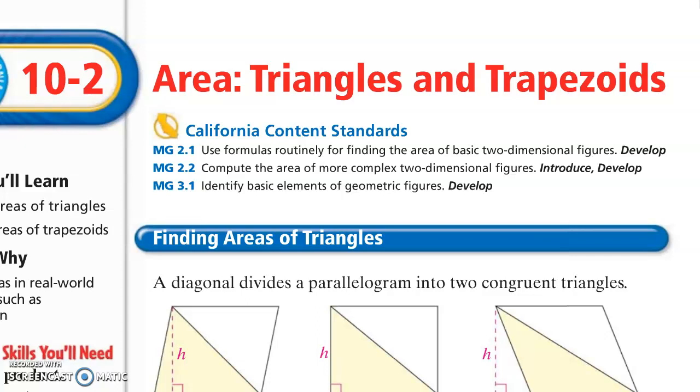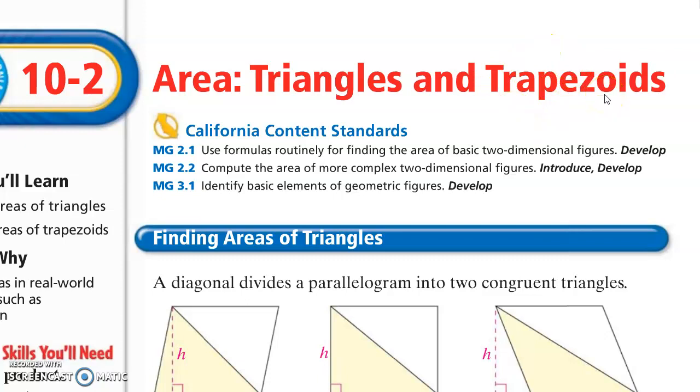Hello and welcome to lesson 10.2 from Pre-Algebra. This one is about area of triangles and trapezoids. If you remember, last time we talked about the area of parallelograms. Parallelograms were four-sided figures that had two pairs of parallel sides. Today we're going to talk about areas of triangles specifically and also trapezoids.